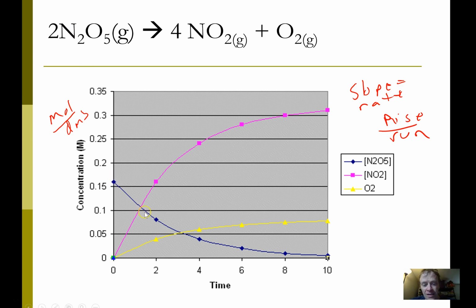N2O5 being a reactant, its concentration is going down and it's decreasing over time. And if we were to compare the slope of this, its slope should compare right along with the other ones, except negative. So, for example, O2 compared to N2O5: N2O5 is going to be disappearing at twice the rate at which O2 is appearing. So at any given moment, if we were to find the slope of the line, N2O5's slope should be twice as big, except negative, as oxygen's.